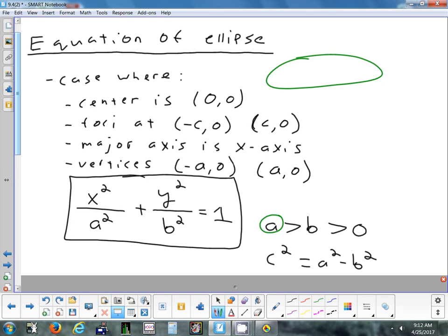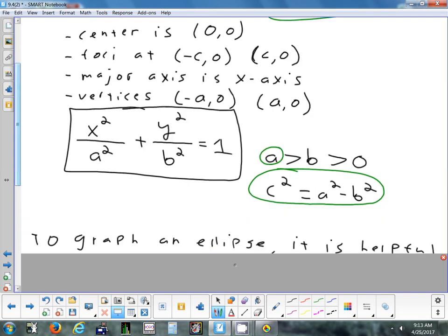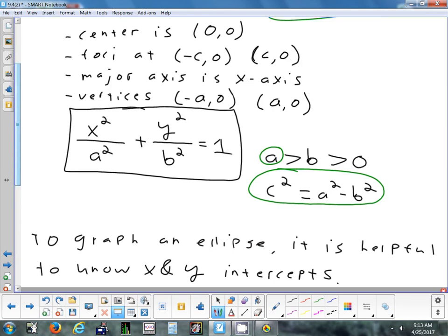The other thing is this relationship between A, B, and C. It kind of looks like the Pythagorean theorem, but it's definitely not. It's c squared equals a squared minus b squared. That's important because if you know two of the letters, you can find the third one. That's usually the kind of problem they give you: 2 out of 3 letters, and you have to plug them in and find the third one. Sometimes that's helpful, not always.